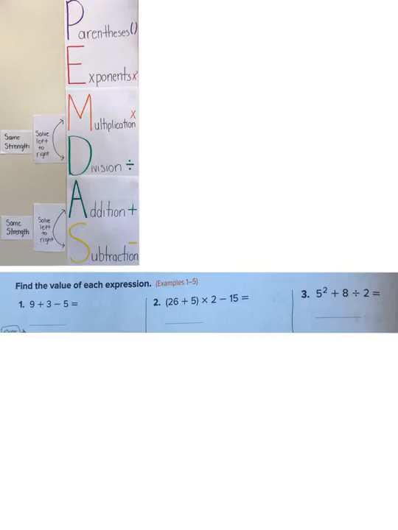For these ones, make sure they're written in your notebooks. First one, there's no parentheses, there's no exponents, there's no multiplication or division, so it's just addition and subtraction from left to right. Very important you do it from left to right, because subtraction you can't flip around. 9 plus 3 is 12, and then I rewrite 12 minus 5 is 7.